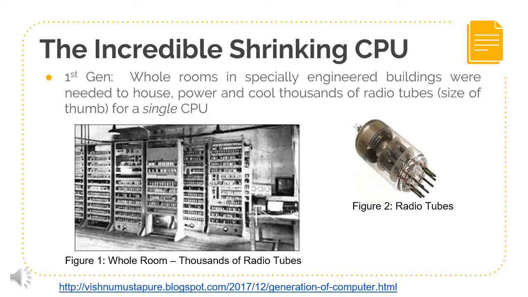Early computers, first-generation computers, were large in size just because they had to be. Whole rooms and specially engineered buildings were needed to house, power and cool thousands of radio tubes, each the size of a thumb, for a single CPU. Figure 1 shows the whole room-sized computer with thousands of radio tubes as digital logic, and Figure 2 shows the radio tubes, each the size of a thumb.